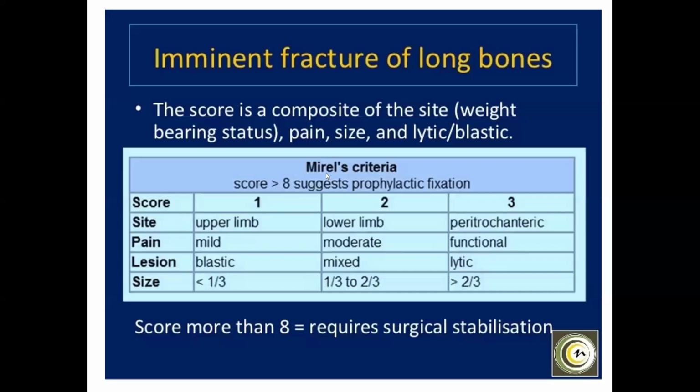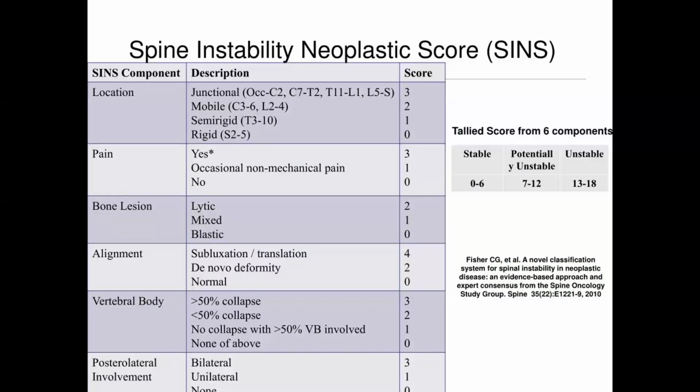And there is a criteria called the Mirels criteria, and it's frequently used by orthopedic doctors to predict whether this patient needs fixation or not. And there's another criteria called the SINS, the spinal instability neoplastic score. And this one is very similar to Mirels, and in fact, it's used for the same purpose.